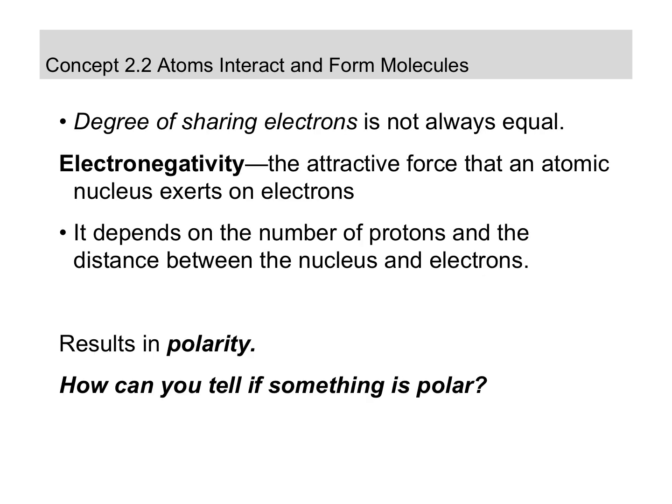The degree of sharing electrons is not always equal. There is a concept of electronegativity, which is the attractive force that an atomic nucleus exerts on the electrons. It depends on the number of protons and the distance between the nucleus and the electrons. When you have an uneven sharing of electrons, it results in what is known as polarity. So, how can you tell if something is polar?